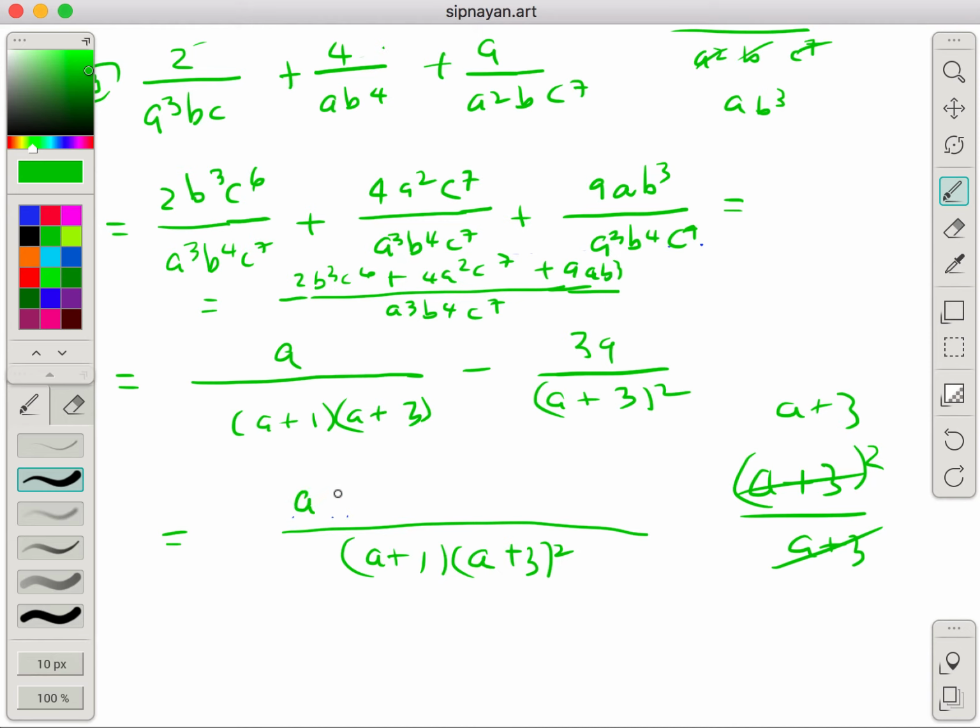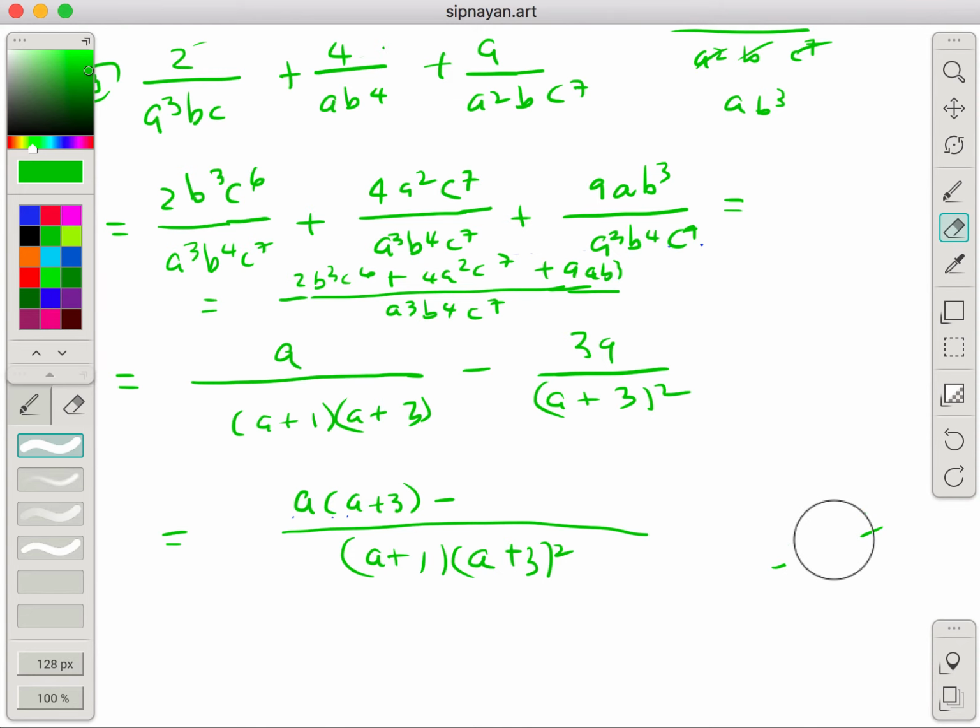So, magiging A times quantity A plus 3 minus. Pag dinivide ko ito, matitira yung A plus 3. Mamultiply ko siya dito sa taas, which is A, no? Minus. Okay. So, the LCD divided by A plus 3 squared. So, makakancel yung A plus 3 squared. Meron akong 3A dito times, matitira dito is A plus 1.